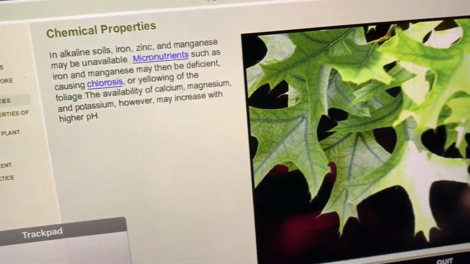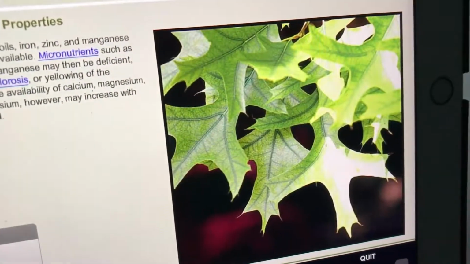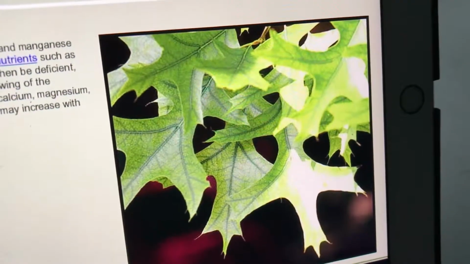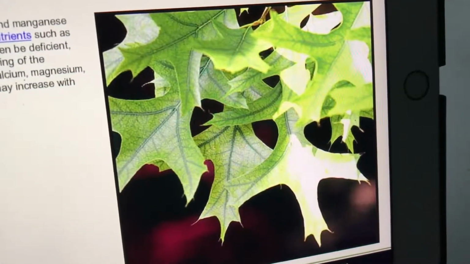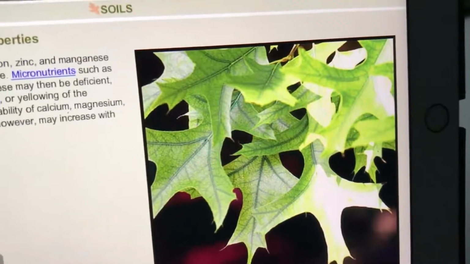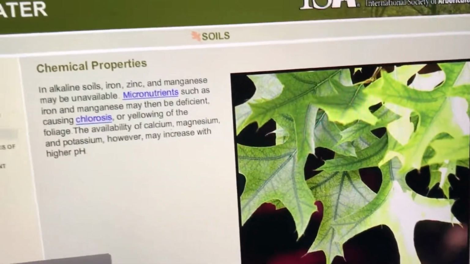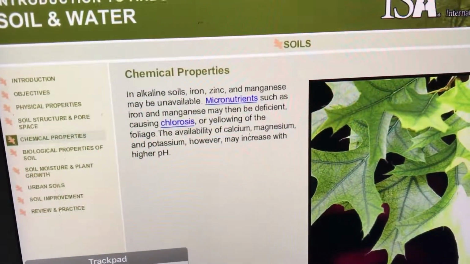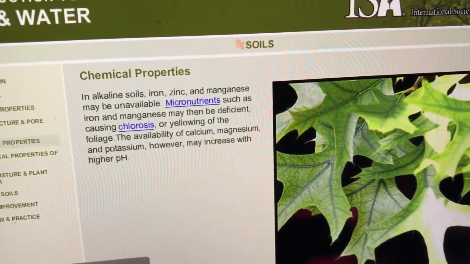In alkaline soils, iron, zinc, and manganese may be unavailable. Micronutrients such as iron and manganese may then be deficient, causing chlorosis or yellowing of the foliage. The availability of calcium, magnesium, and potassium, however, may increase with higher pH.